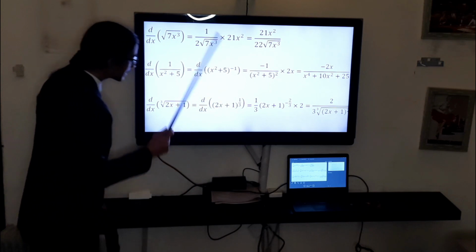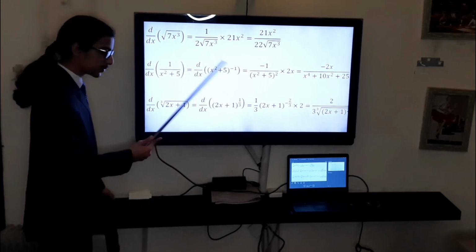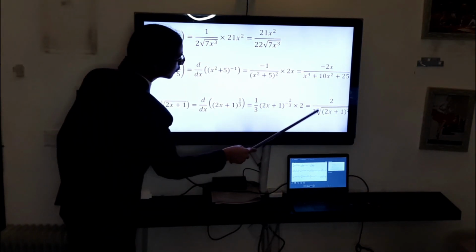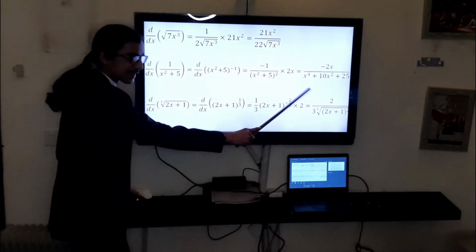We need to multiply by the derivative of the inner function. So the derivative of 2x is just going to be 2 times the derivative of x, which is going to be 2 plus 0, right? So we get 2 over 3 times the cube root of 2x plus 1 whole squared. I don't think that's coming in on the screen, but it's there, whole squared.